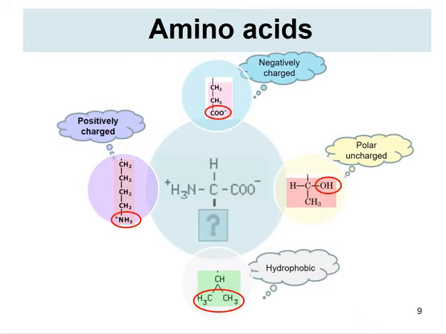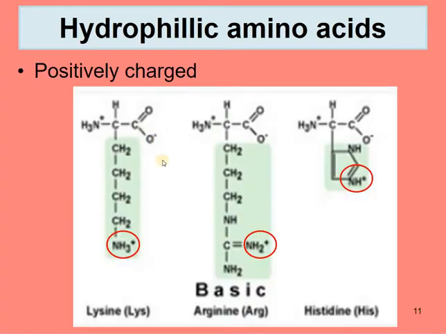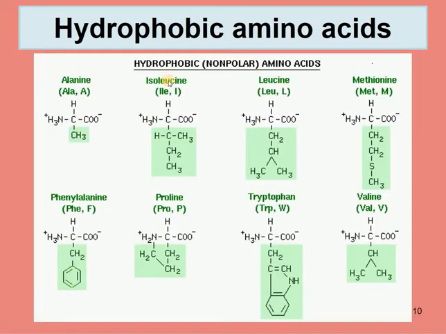Most of the time the hydrophobic one is shown by the methyl group. Okay, if not the methyl group, it's shown by the benzene structure. So all these amino acids here are hydrophobic amino acids. You need to know them and be able to differentiate one from the other. I wouldn't expect you to be able to draw them, but to identify which one it is. All these amino acids have their names, like alanine, isoleucine, leucine, methionine, and so forth.